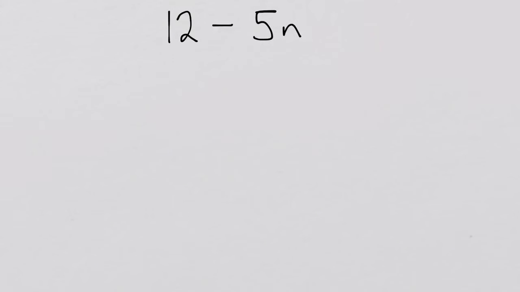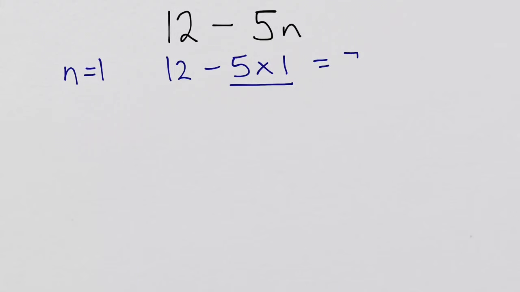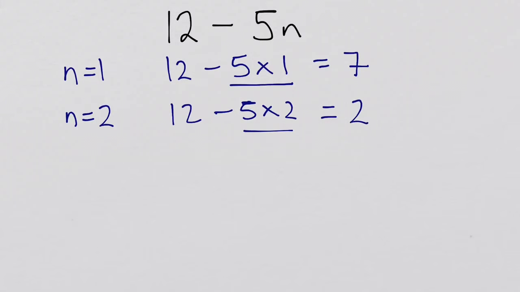Let's try one where it's a takeaway. So when n is 1, we do 12 take away 5 times 1. Now remember, with BIDMAS, we always do the multiply first. So 5 times 1 is 5, 12 take away 5 is 7. When n is 2, so the second term, 12 take away 5 times 2, 5 times 2 is 10, 12 take away 10 is 2.